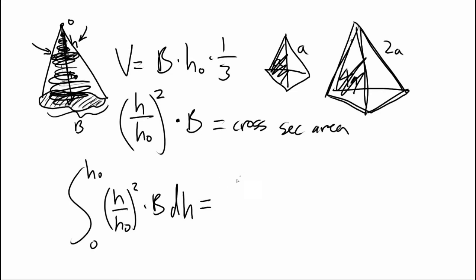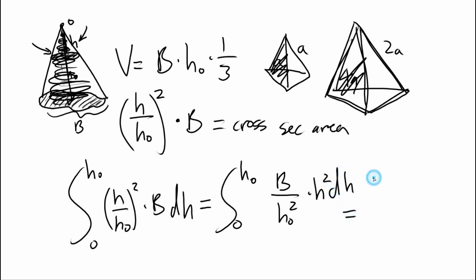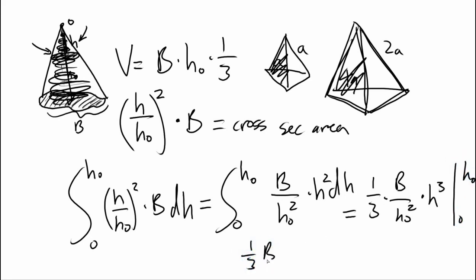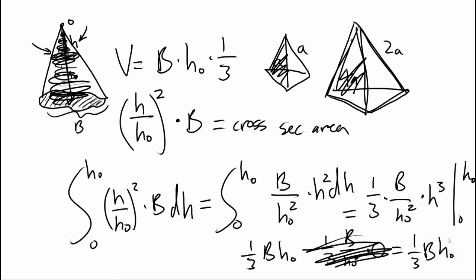Alright, let's take the integral of this. Since h is the value we're integrating with respect to, we rewrite this as b over h0 squared times h squared dh, which is equal to 1/3 times b over h0 squared times h cubed from 0 to h0. That means it's 1/3 b h0 minus 1/3 b over h0 squared times 0. This becomes 0. So the volume is 1/3 b h naught, which is the same as that. So we've proved it.